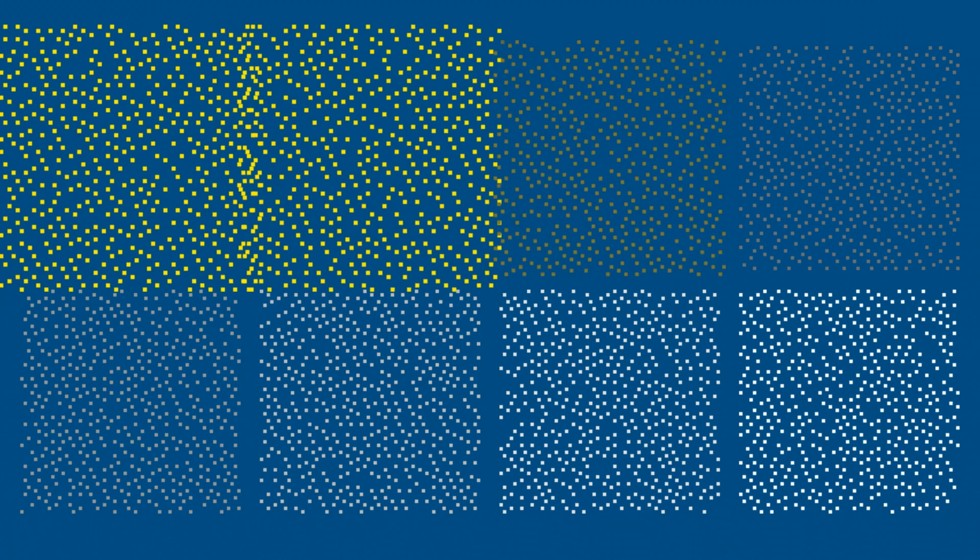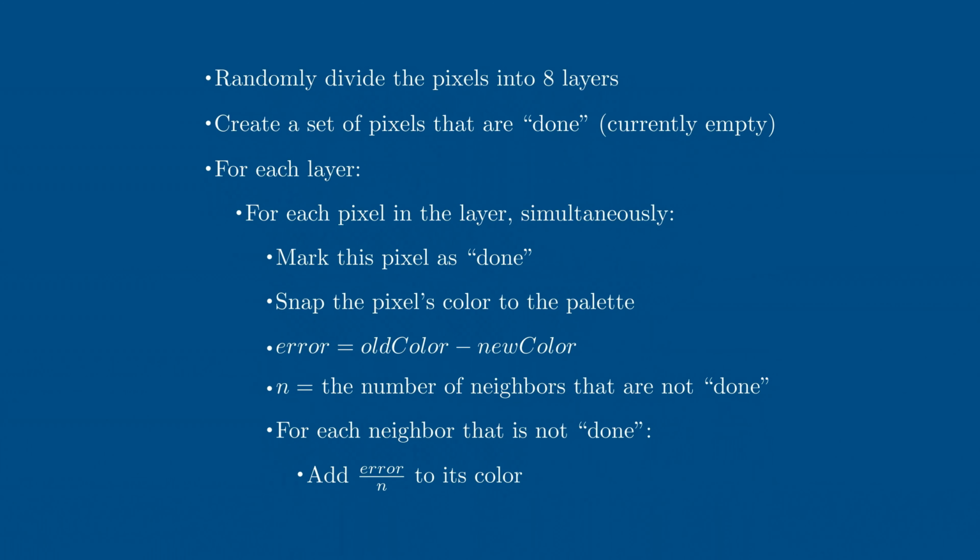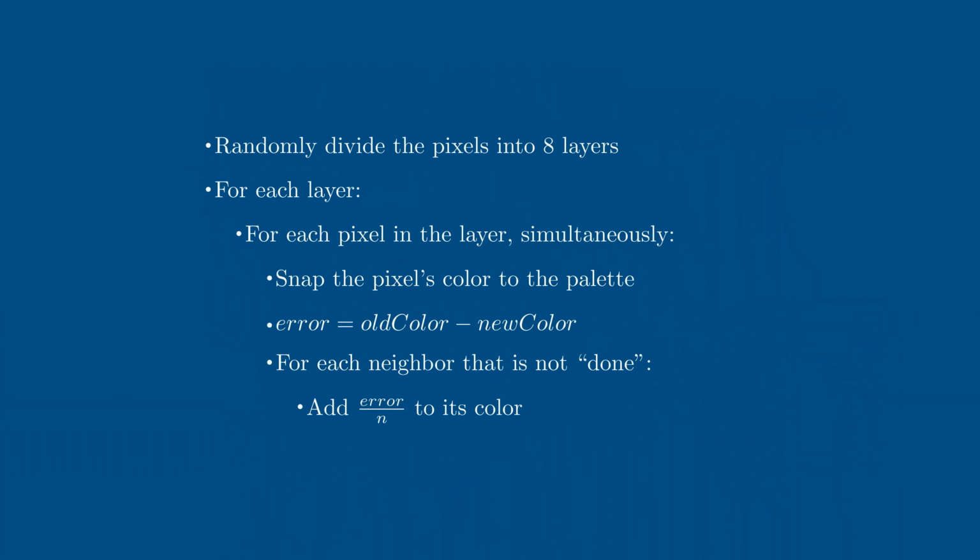Well, that means we can divide the pixels into 8 groups and run the snapping and error propagation for every pixel in the layer at the same time on the GPU. The new algorithm looks like this. We randomly divide the pixels into 8 layers, then we iterate through those layers one at a time, and process all the pixels in the layer at the same time on the GPU. The pixel processing steps remain the same. And actually, while we're pre-calculating the layers, we can also store which pixels are done and which aren't in our layer data, so we don't need these bits anymore.